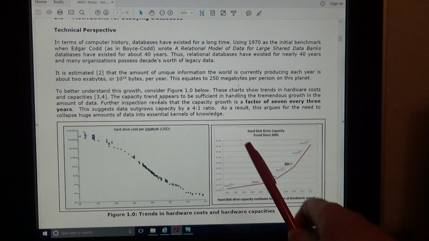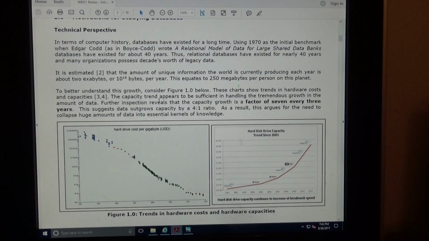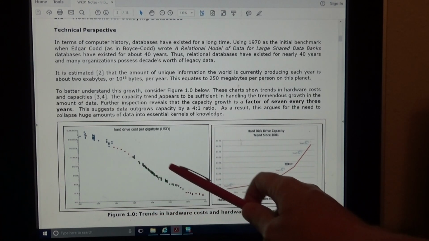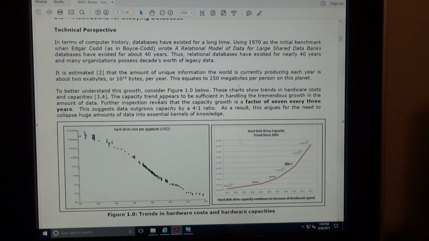Furthermore, I've got these 2 graphs here. The one on the left shows the hardware costs as having come down dramatically over the years. And the graph on the right shows the hard disk capacity increasing dramatically over the years.